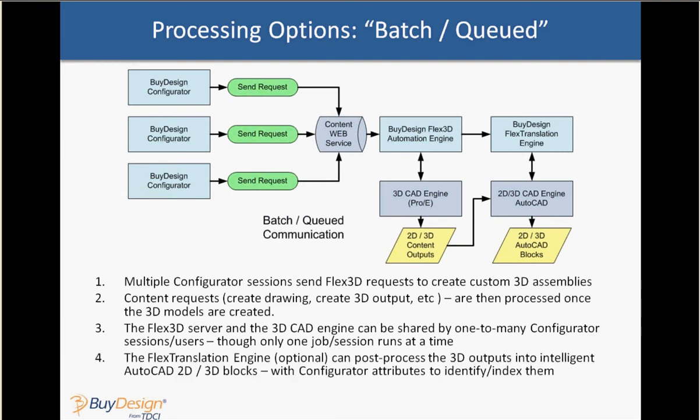An optional Flex translation engine, which I walked you through in AutoCAD, could take the content that Flex3D created and then do further post-processing on it. In this case, we took a 3D ASYS file, brought it into AutoCAD, ran the Flex translation module, converted it over to a 3D block. And that's what I showed you in the simulator. So again, we can do all this stuff on the back end with a whole bunch of users on the front end driving the process.